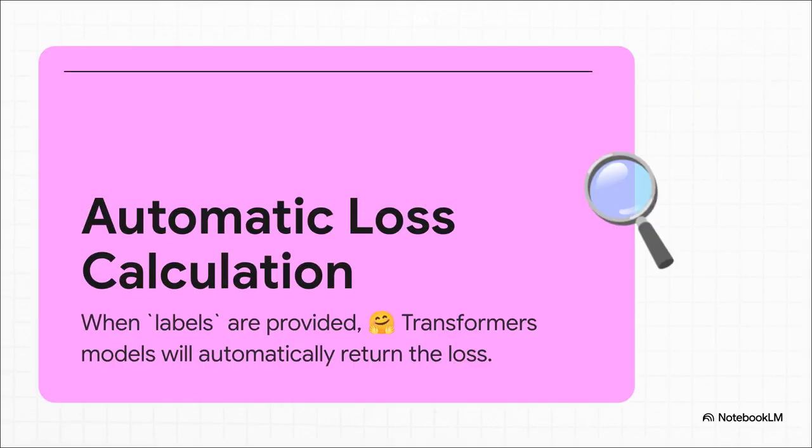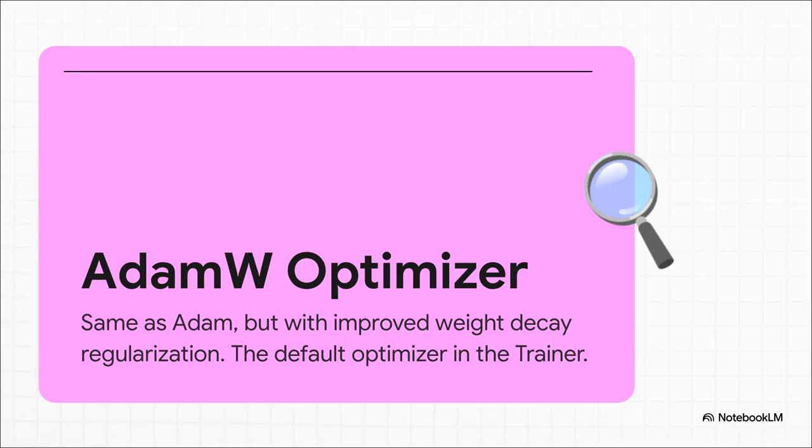Next up, the model. We'll load it up just like we normally would. But here's a really cool feature of Hugging Face models that saves us a ton of work. If you give it labels along with your inputs, the model automatically calculates and returns the loss for you. It's super convenient. Now, to actually update our model's weights based on that loss, we need an optimizer.